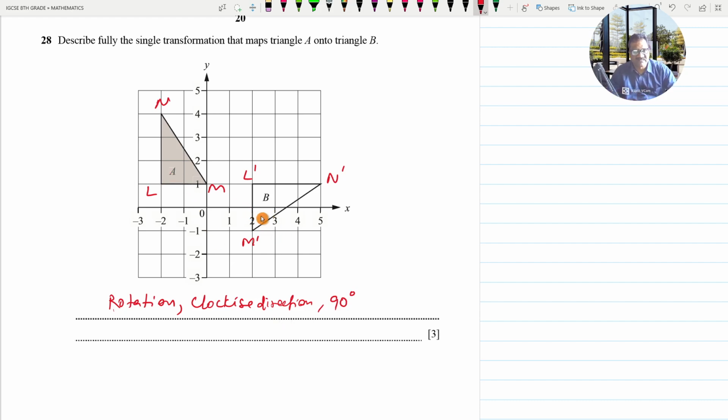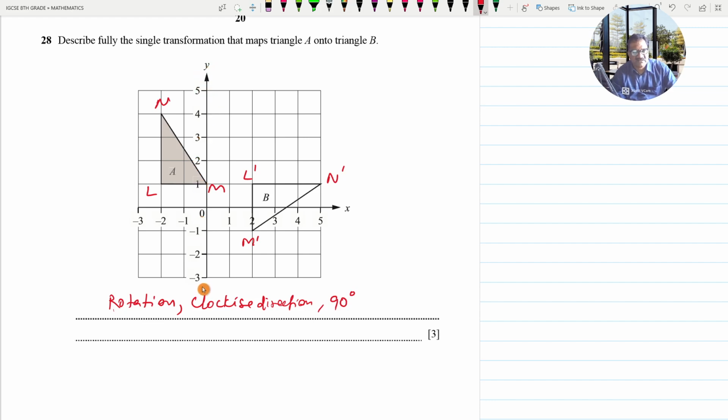But one more important thing, this is only one parameter of the transformation. The other parameter is the center of rotation. Now what is the center of rotation? The center of rotation is always found by joining the corresponding points of the two figures and taking their perpendicular bisectors. Where these two perpendicular bisectors meet is the center of rotation. So if I join L and L dash and draw the perpendicular bisector of L L dash, it will be this line, the y-axis.